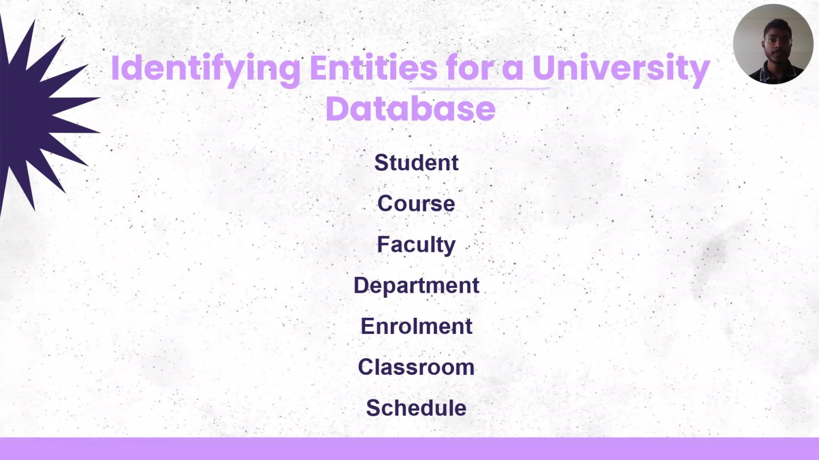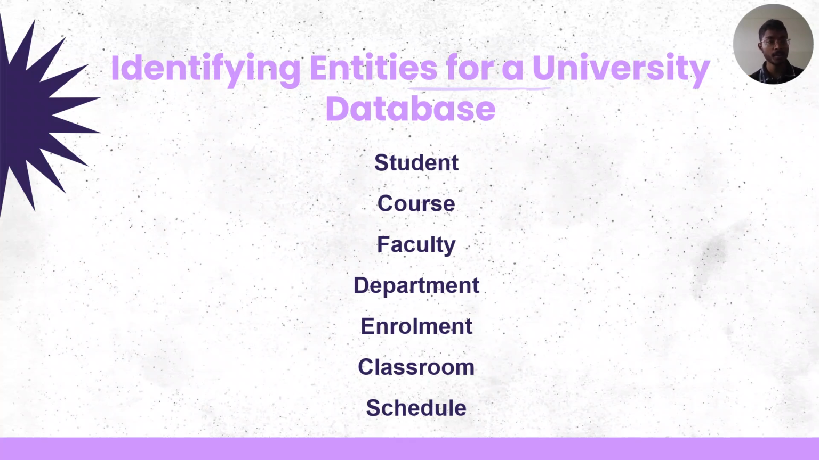Now, identifying the entities for our university database. What can be the entities if we are going to make a university database? It can include various entities. Some of them: we have the student. A student is a person who plays a major role in the university database. A student can have multiple courses, and there can also be multiple faculty. Then there can be multiple departments, like CSC, mechanical, civil, aeronautics, etc.